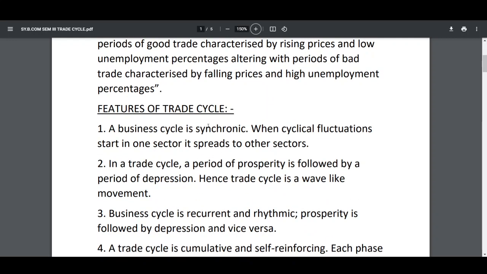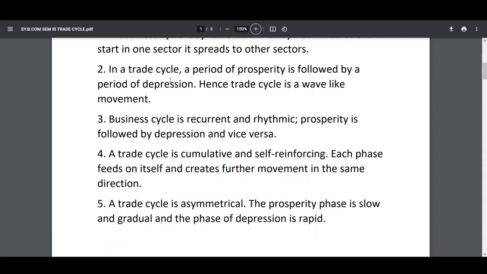Features of trade cycle. First feature, a business cycle is synchronic. Means when cyclical fluctuations start in one sector, it spreads to other sectors. Second, in a trade cycle, a period of prosperity is followed by a period of depression. Hence, trade cycle is a wave-like movement.